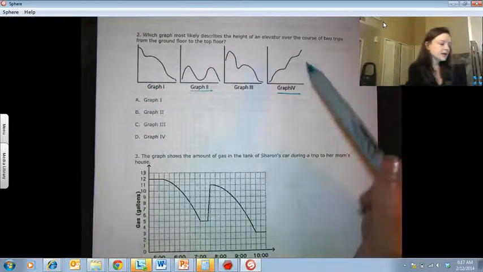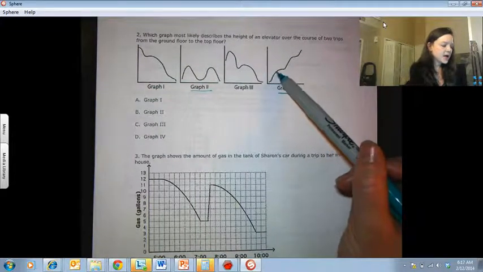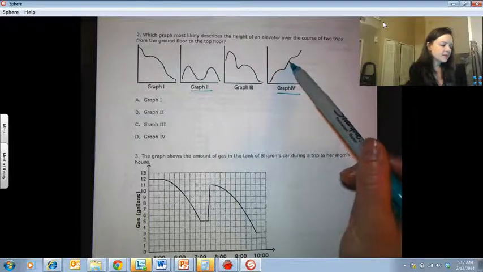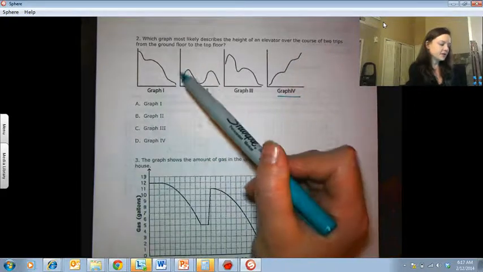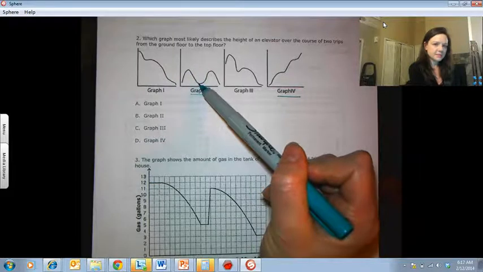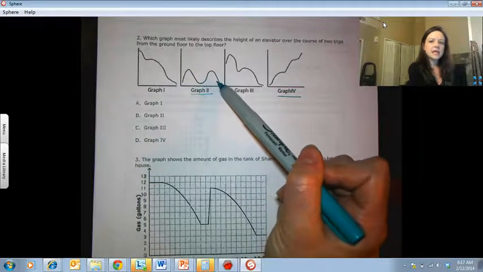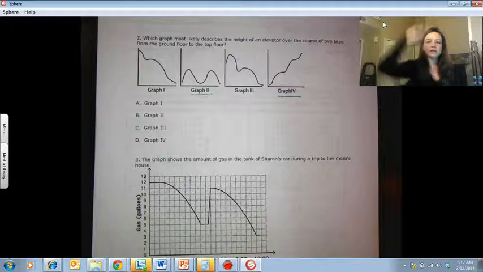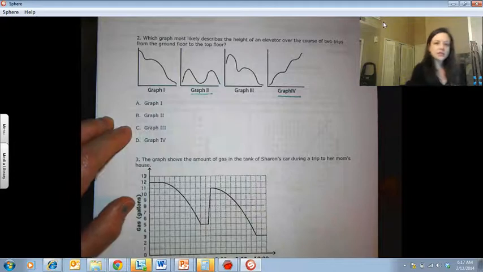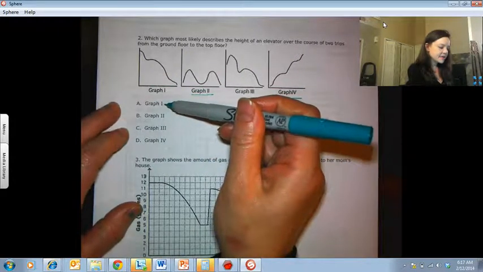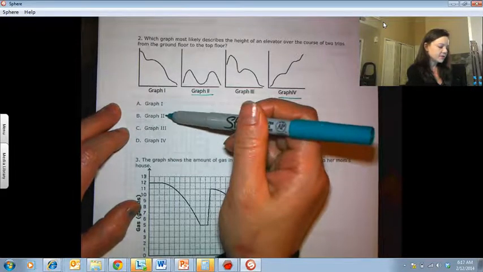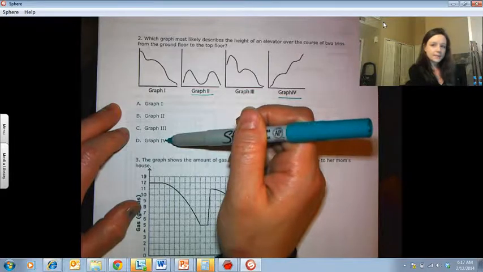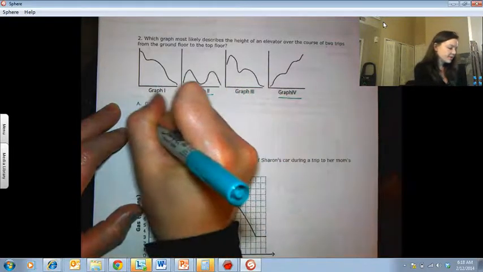Here on graph 4, it looks like we go up, it stays somewhere for a little bit, then we go up, it stays somewhere, and then it goes up again. Graph 2, it starts, it goes up, it comes back down, it goes up, it comes back down. So that's going to be graph 2 for that elevator ride that you're doing 2 times. So make sure on the test, because in this case the graphs are in order 1, 2, 3, 4, they may not be on the test. I could do graph 2, 4, 3, 1. So make sure you're looking at that when you're circling your answers.